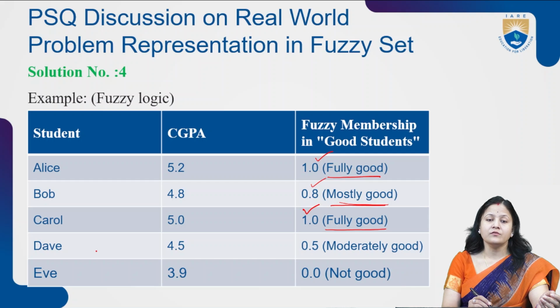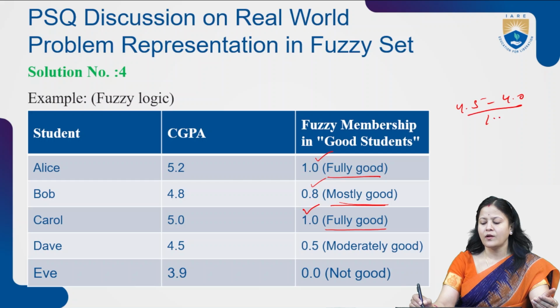And for the fourth student, Dave, whose CGPA is 4.5, again it lies between 4 and 5, so we can apply that membership function, x minus 4.0 divided by 1.0. So in place of x, if you write 4.5 minus 4.0 divided by 1.0, you will get 0.5. So this is the membership value for the student Dave, who is considered as moderately good.